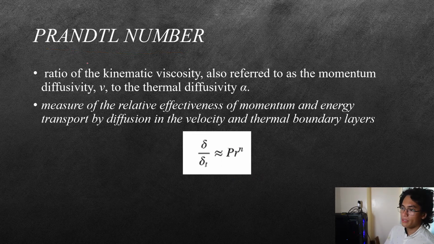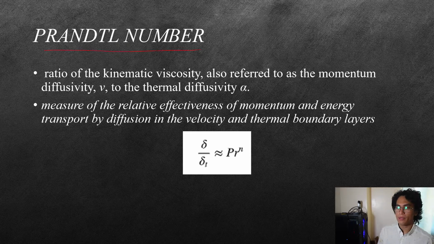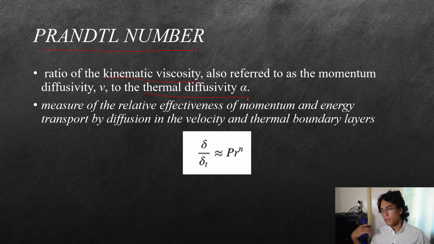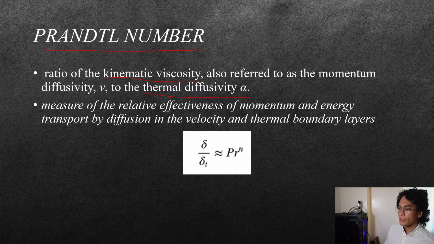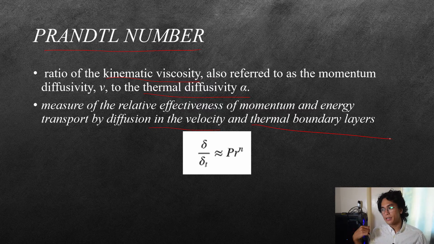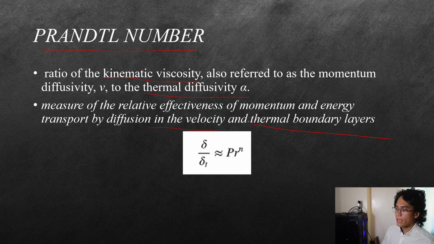Next, we have the Prandtl number. Now, what is the Prandtl number? This is the ratio of the kinematic viscosity over the thermal diffusivity. This number becomes a measure of how effective is the transport of energy via mechanical movement, mechanical diffusion in terms of the velocity, as we can see here, and the diffusion of energy by the thermal boundary layer. So an expression for the Prandtl number can be shown here.